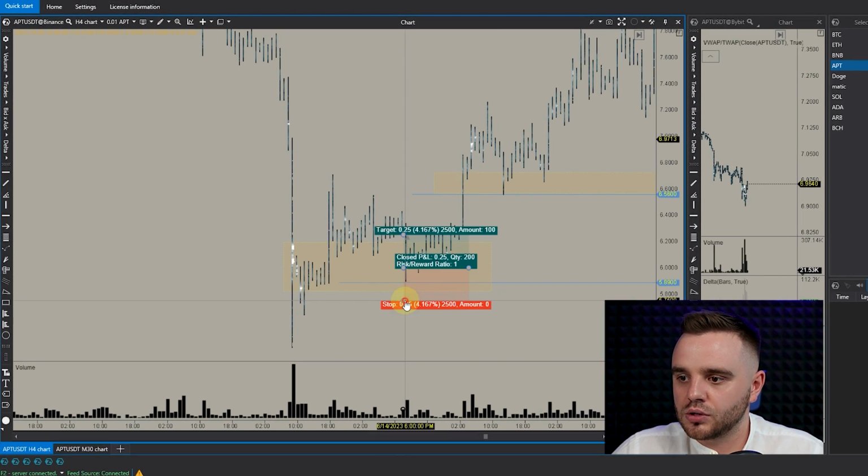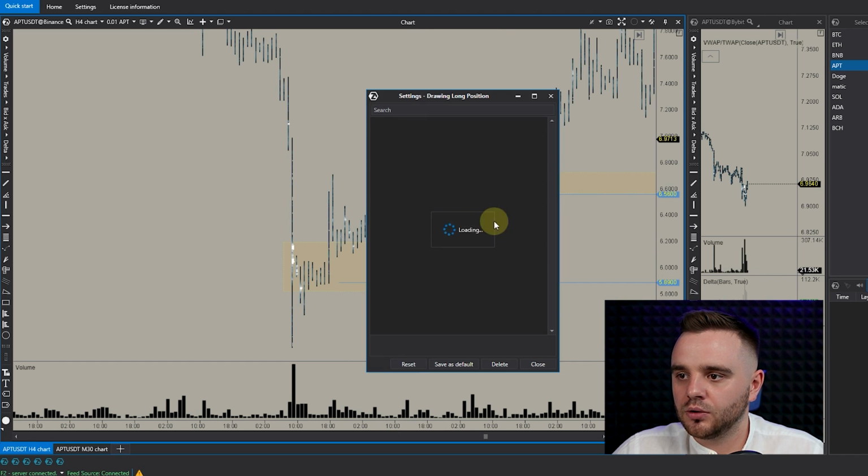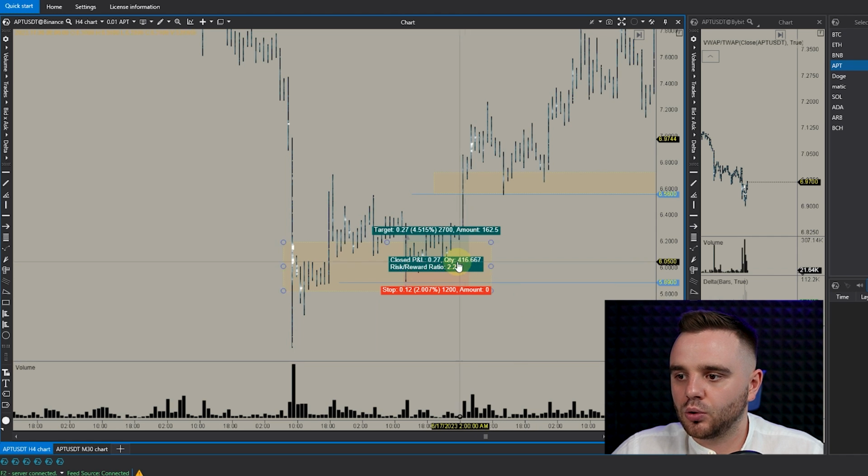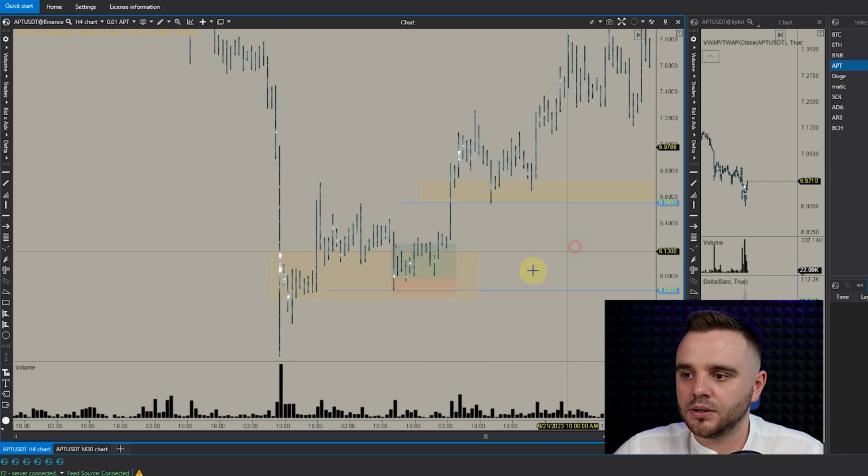Also for free, you can have this tool called long short position. And what you do here, you simply write down your risk per position and account size. After that, this tool shows you the quantity, 416 for example. With a risk of 50 USD, you need to open a trade of 416 coins to be in a position.